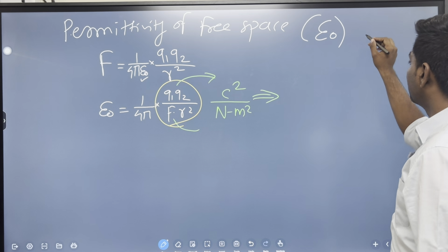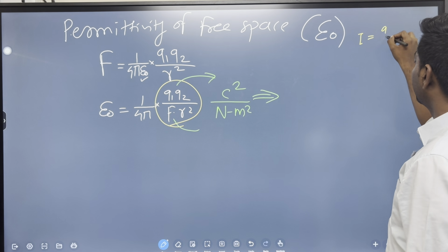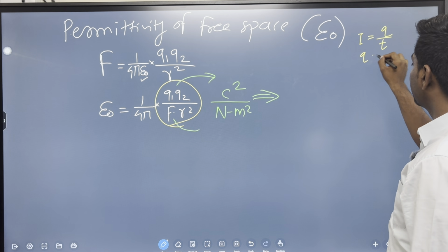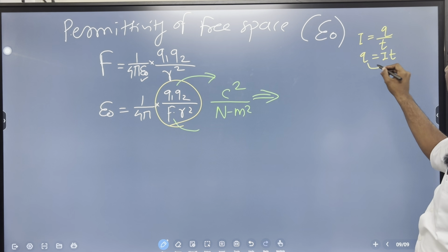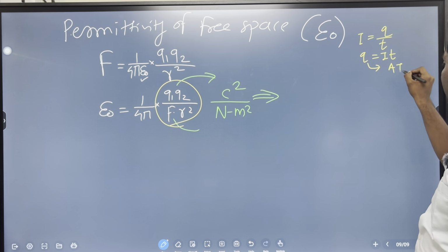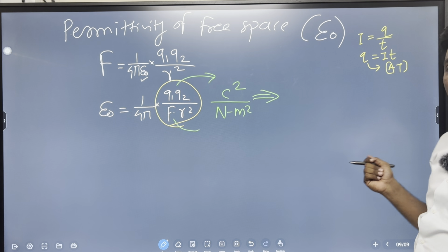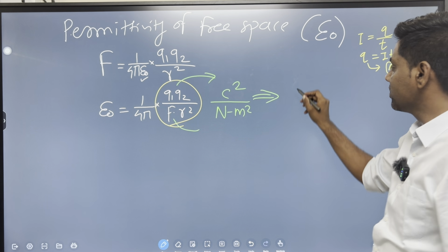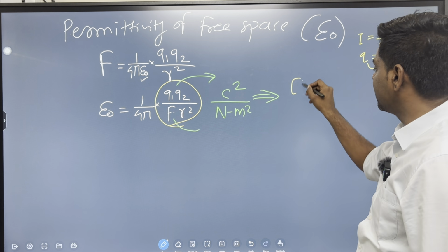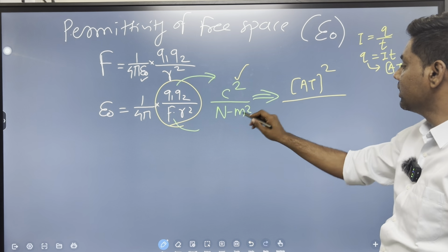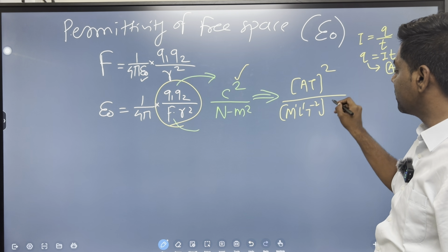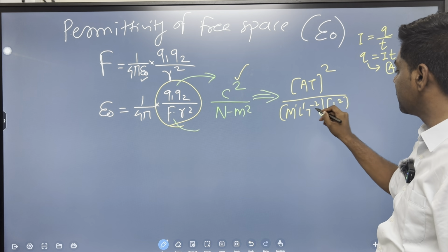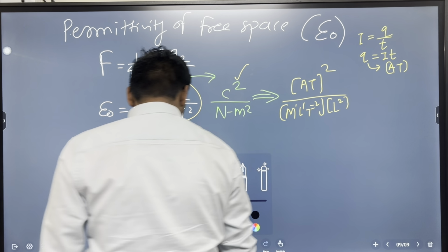So first of all, remember what is meant by current. Current means the rate of flow of charge. So what is meant by charge? That is product of current and time. So dimensional formula for the coulombs, that is AT, A for current and T for time. So now here that is AT, square it. So we take the square, and then Newton dimension, remember M1 L1 T minus 2, and meter dimension, that is L2.